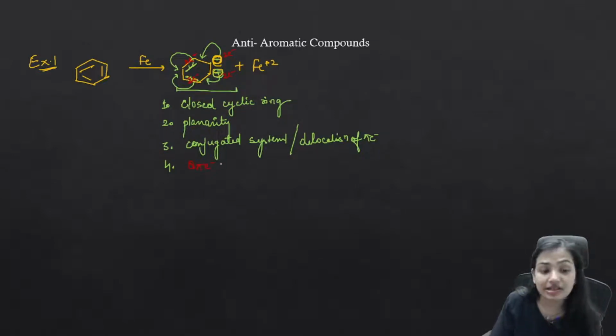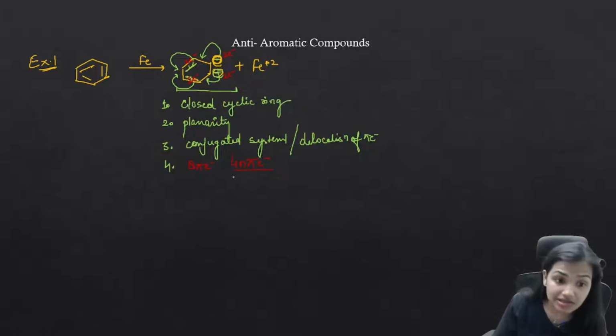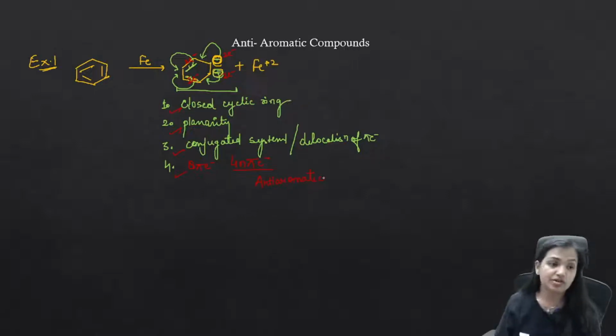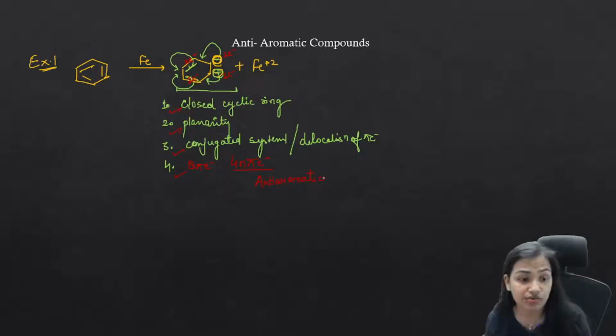If they are 8 pi electrons, they follow the 4n pi electron rule, that is, it's a multiple of 4. So for the 4n pi electron rule, this is a closed cyclic ring, planar, conjugated system, 8 pi electrons, that is 4n pi electrons. This simply shows that this is an anti-aromatic compound. Okay, so this is how we have to do the question.